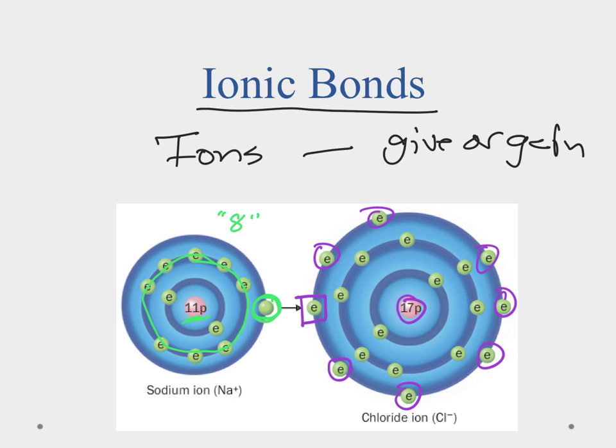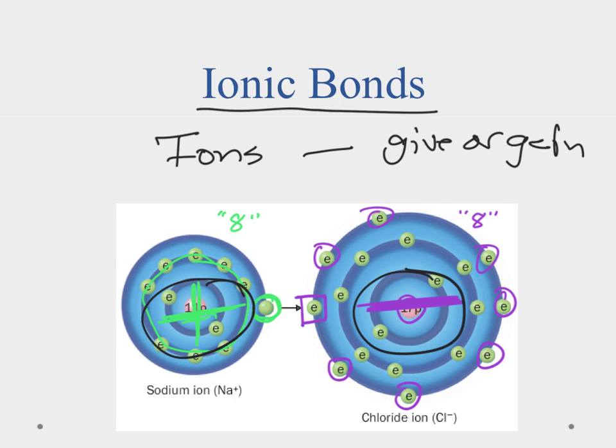But with our chlorine, it had 7 in the outermost one, and if it gains one, it gets to its magical number of 8, and it'll be happy that way. The net result, however, is that my sodium ion now has a net positive charge, and my chlorine atom is going to have a net negative charge. And in nature, one of the real cool things is opposites attract. So the attraction between this positive charge and this negative charge is what keeps sodium chloride or salt together.